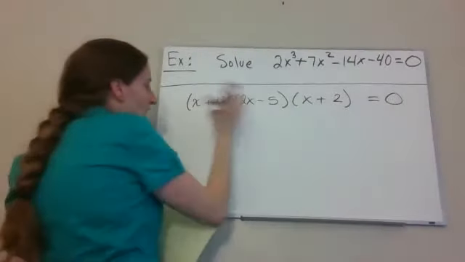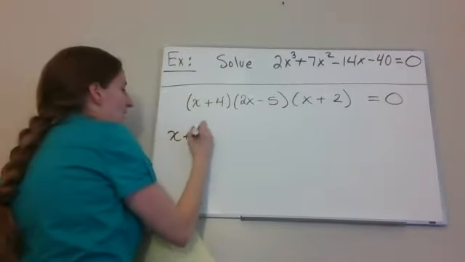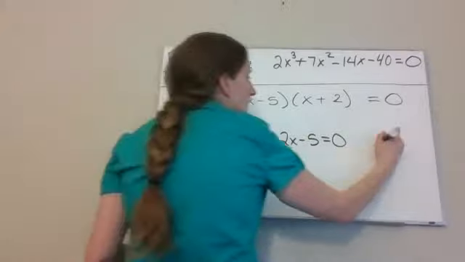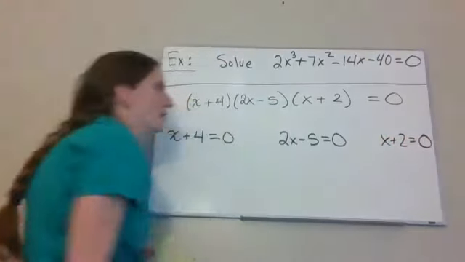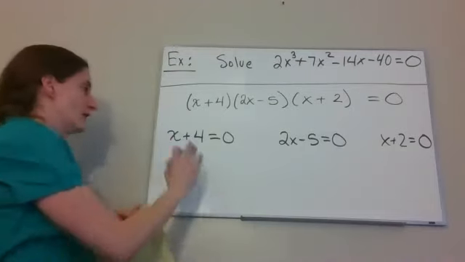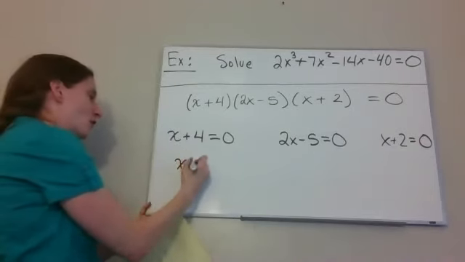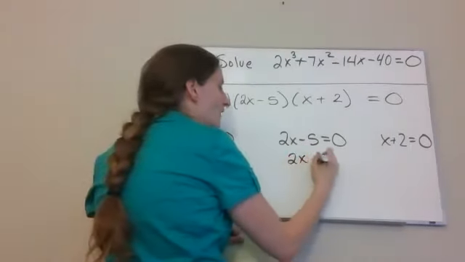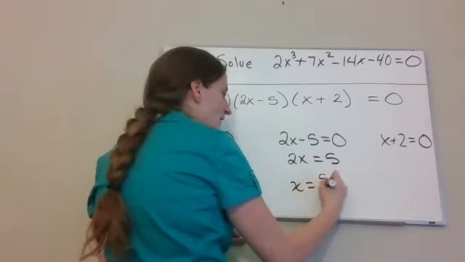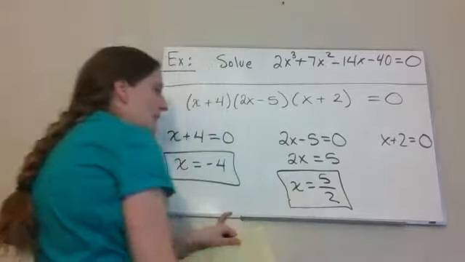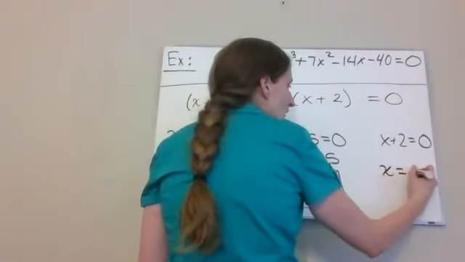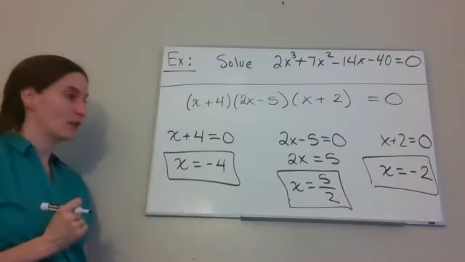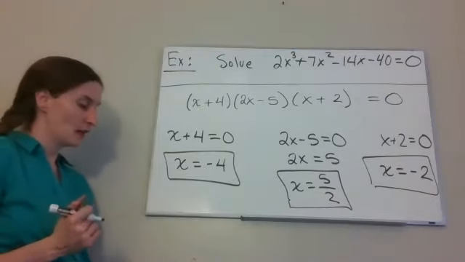So then my zero product property tells me I could take each of these factors and set them equal to 0. And that will get me all of the solutions to this equation. This guy, I moved the 4 to the other side to get -4. This guy, I moved the 5 to the other side and then divide by 2 to get 5 over 2. And the last guy, I moved the 2 to the other side and get x equals -2. And I have 3 solutions there: -4, 5 over 2, and -2.